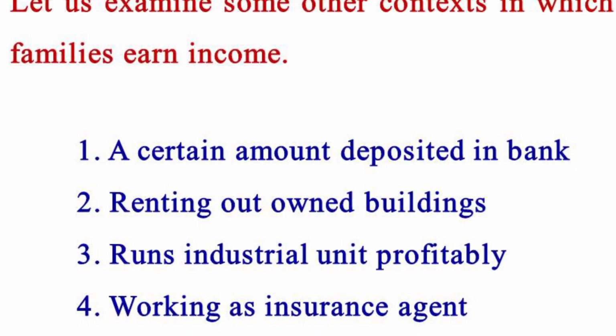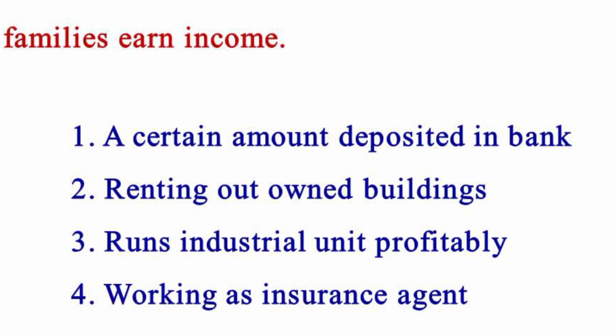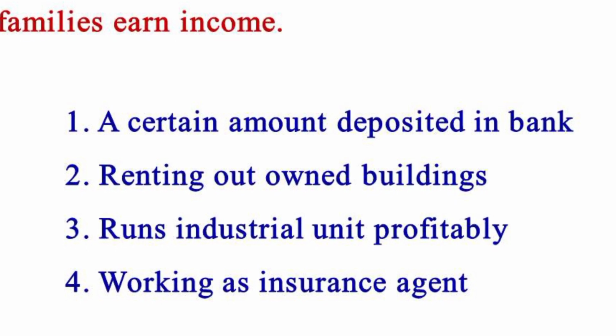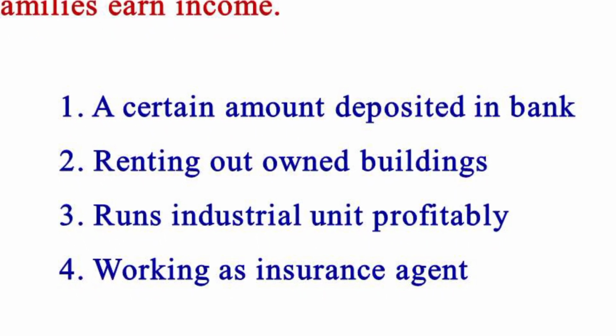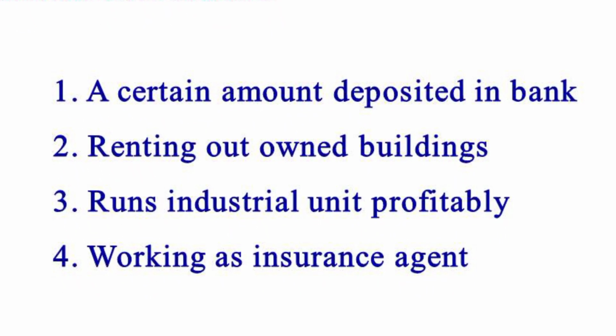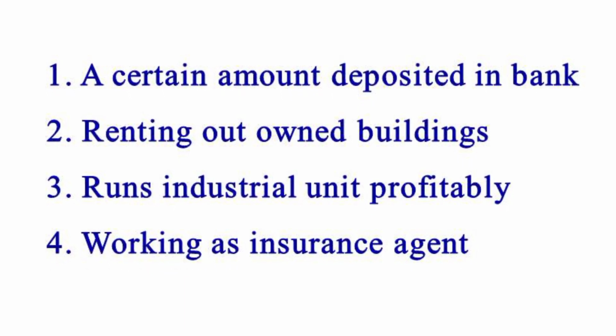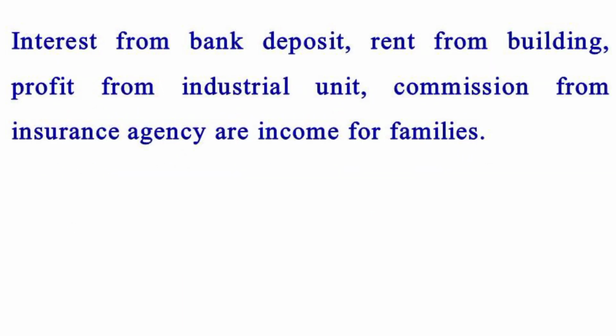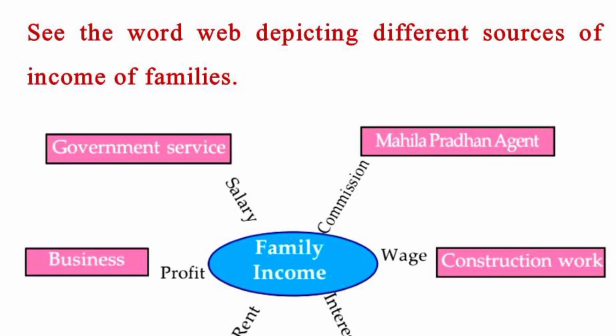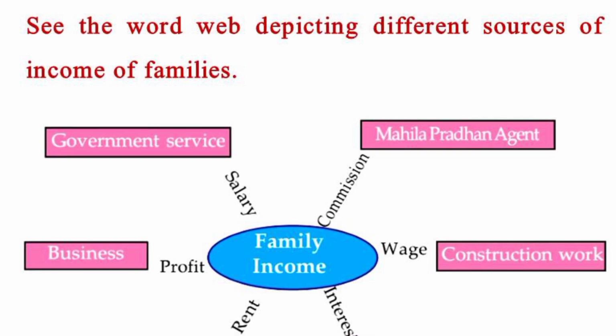1. A certain amount deposited in bank. 2. Renting out owned buildings. 3. Runs industrial unit profitably. 4. Working as insurance agent. Interest from bank deposit, rent from building, profit from industrial unit, commission from insurance agency are income for families. See the word web depicting different sources of income of families.